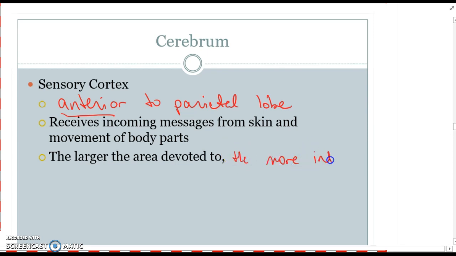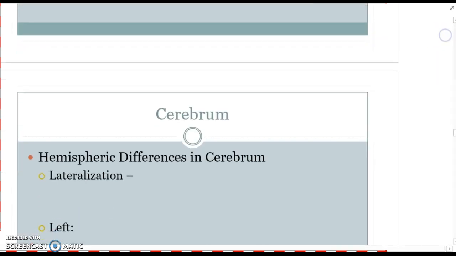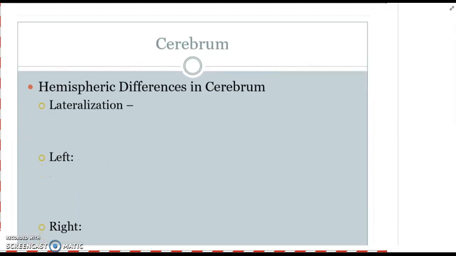So the larger the area that it's devoted to, the more intense the sensation, which makes sense. Like if a larger portion of your hand is being burnt, then the more intense it would be, as opposed to if it were just a small area of your hand or finger. Okay, so now moving on again with the cerebrum.